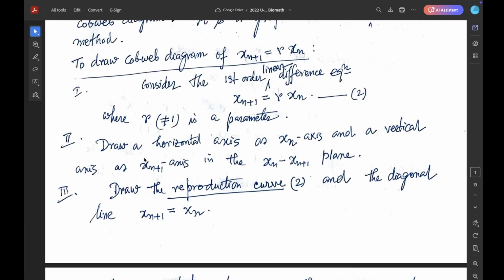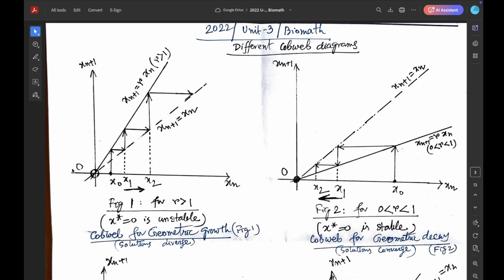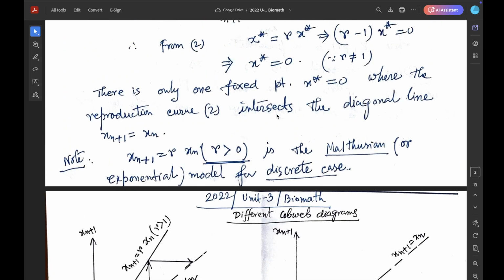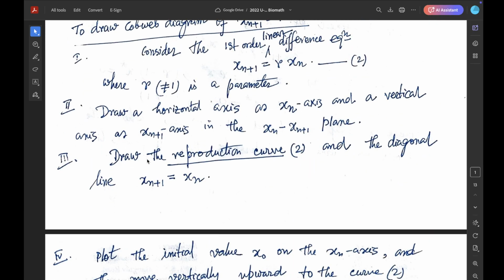Step 2, draw a horizontal axis as the x_n axis and a vertical axis as the x_{n+1} axis in the x_n, x_{n+1} plane. So this is the x_n axis, the horizontal axis, and this is the vertical axis, the x_{n+1} axis. Step 3, draw the reproduction curve x_{n+1} = r x_n and the diagonal line x_{n+1} = x_n.